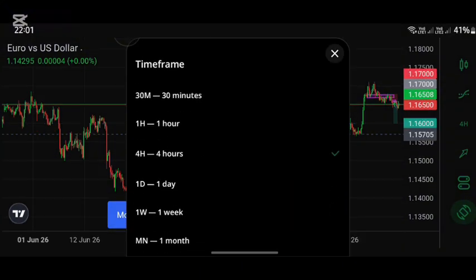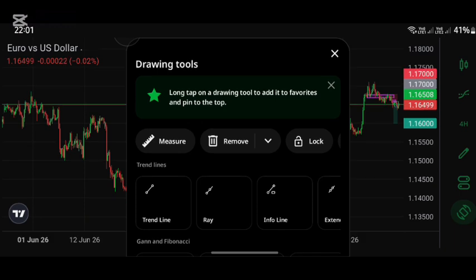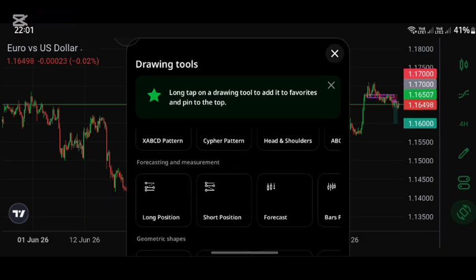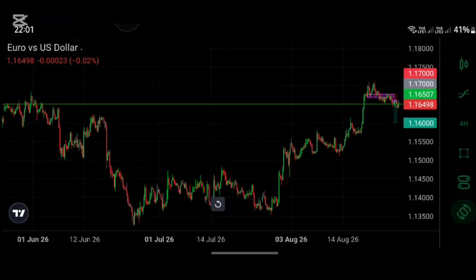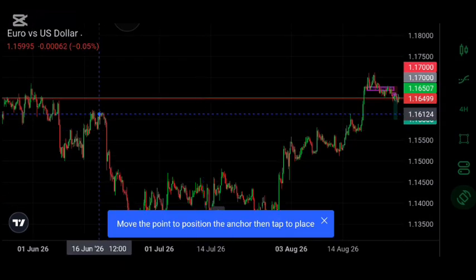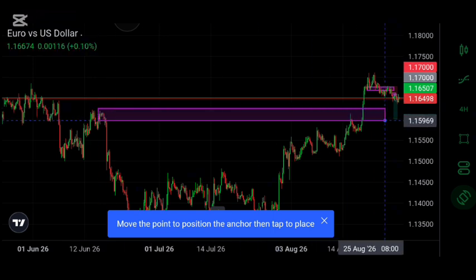Now I want to draw the resistance zone, of which the resistance zone at this particular point was broken with a high momentum buying candle. Let's see. I draw my resistance zone at this particular point.